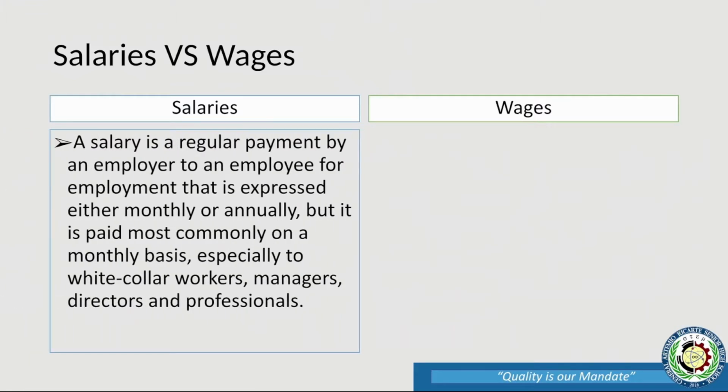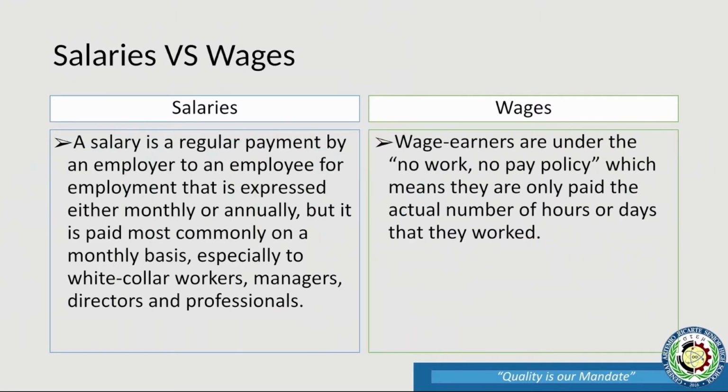Now, salary is a regular payment by an employer to an employee for employment that is expressed either monthly or annually, but it is paid most commonly on a monthly basis, especially to the white collar workers, managers, directors, and professionals. Wage earners are under the no work, no pay policy, which means they are only paid the actual number of hours or days that they work.